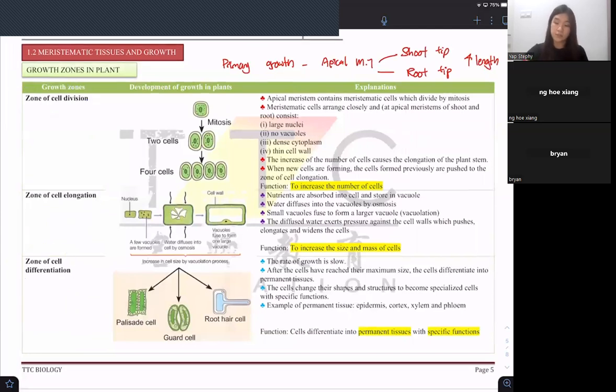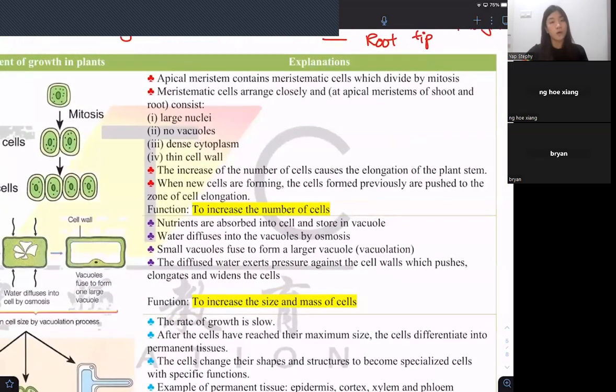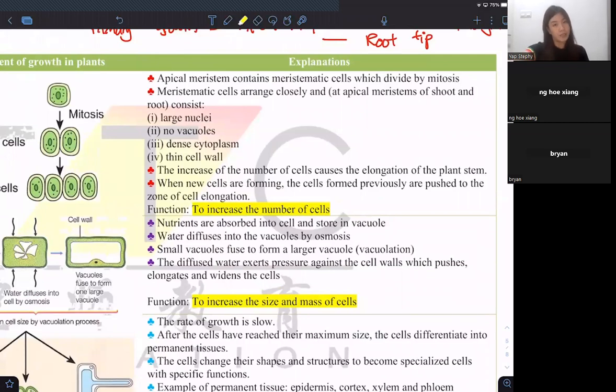For cell division, the most important thing is that you need to know how to explain the process here. So I label the marks for you, and you can write it down if it comes out in your exam question. Help me write down this point. First, meristematic cells divide by mitosis so that they can increase the number of cells. So this is cell division. The mitosis process occurs. This is the first point.